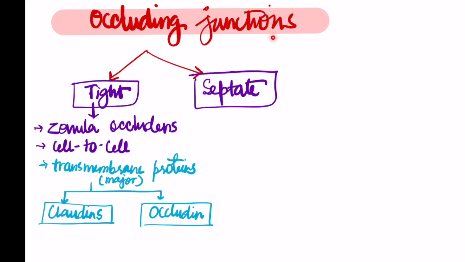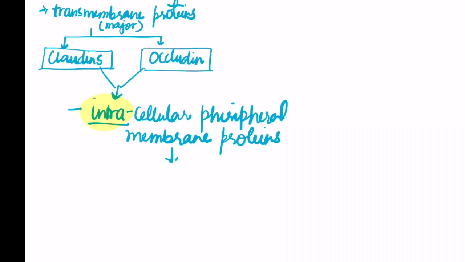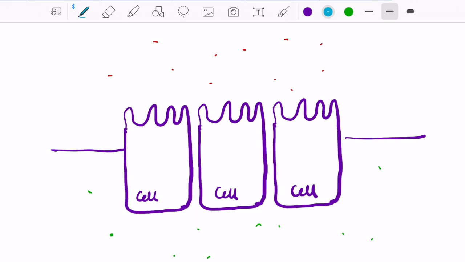So when I talk about the occluding junctions, they seal the cells together so that it forms a barrier. They are further divided into tight and septate junctions. The tight ones are also called zonula occludens, and they are a cell-to-cell junction. Now, transmembrane proteins here play a major role in these junctions, and they further interact with intracellular peripheral membrane proteins called ZO proteins, which I will depict in a picture here.